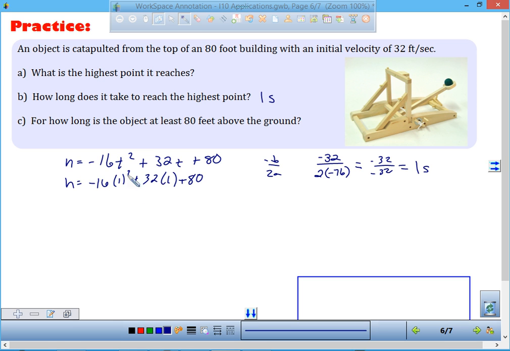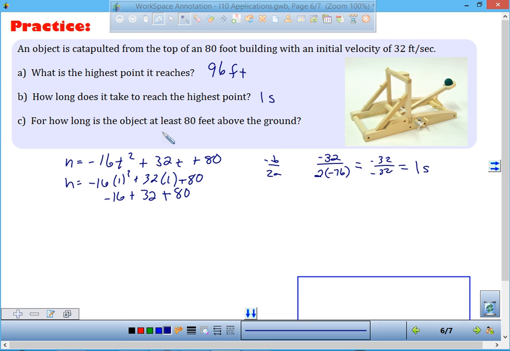Okay. So 1 squared is 1. 1 times negative 16 is negative 16. Plus 1 times 32 is 32. Plus 80. Negative 16 plus 32 is 16. 16 plus 80 is 96. So 96 feet is the maximum height.